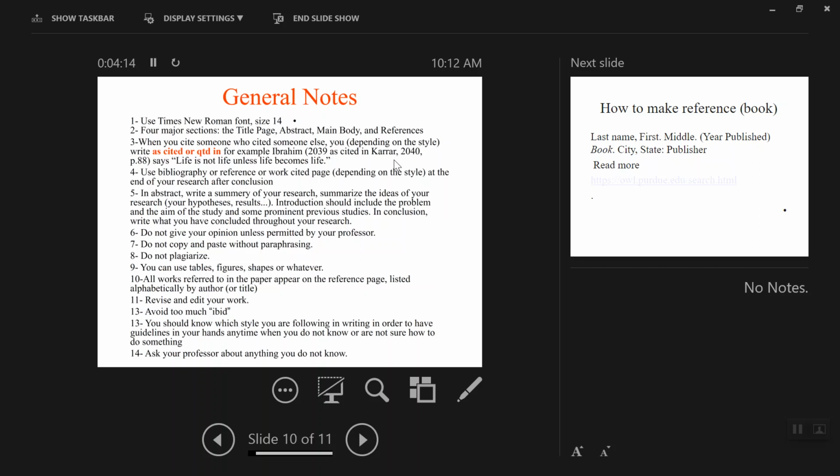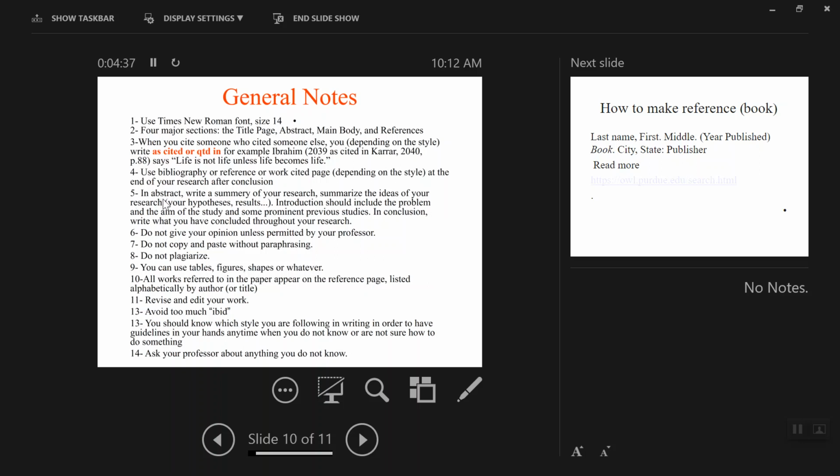Number 4. Use a bibliography, references, or works cited page. Depending on the style, just the name changes. At the end of your research, after the conclusion, you have to write this and you have to write the details. Dr. Haidar will explain this.